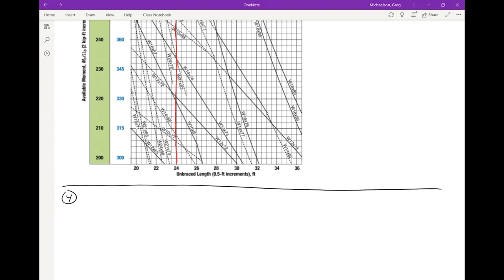So step 4, we need to check and make sure serviceability isn't going to be an issue. If you recall, IX required for this problem was 965.3. And so that's the minimum required moment of inertia. What's the actual moment of inertia for a W18 by 76? What is that?